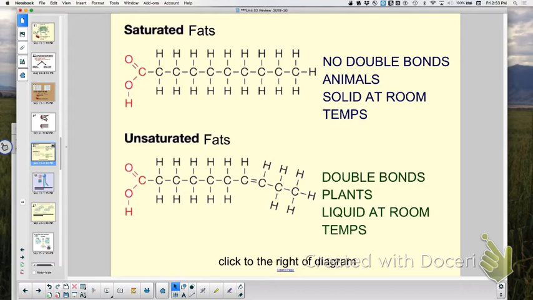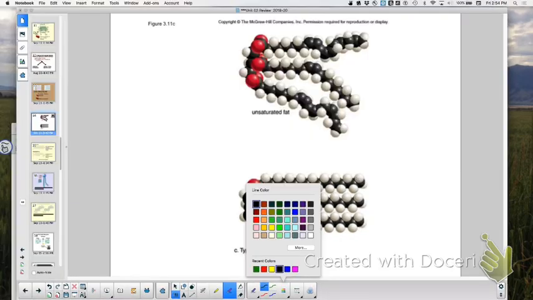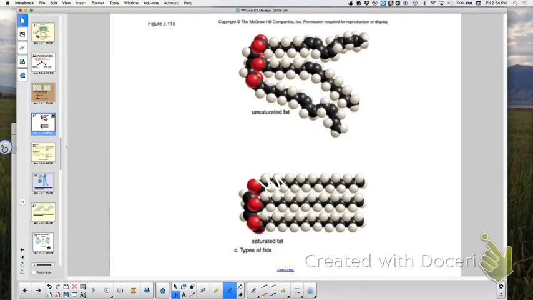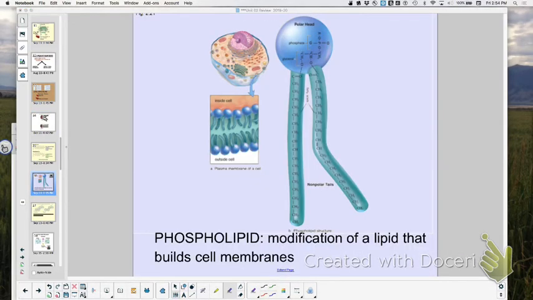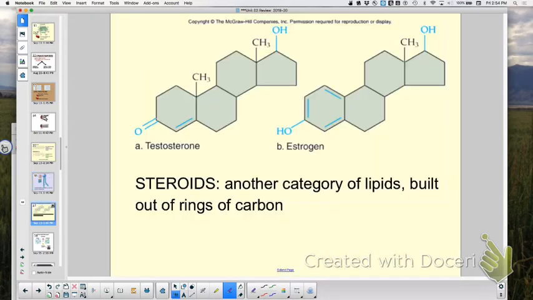Yes, okay. Now, you can have a modification of one of these fats, and that is if you remove one of these chains right here. If you get rid of that one chain and you replace it with a phosphate group, then you will have a phospholipid, and phospholipids make up cell membranes. All right. The other thing, if you're not a fat, you are a steroid. And steroids are characteristically made out of 4 rings of carbon.